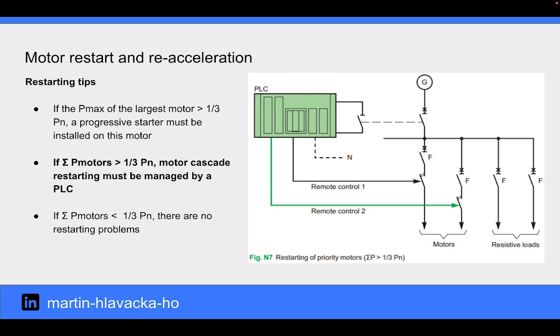Restarting tips. If the maximum power of the largest motor is greater than a third of the power of the thermal motor, a progressive starter must be installed on this motor. If the sum of the power of all motors is greater than a third of the power of the thermal motor, motor cascade restarting must be managed by a PLC. If the sum of the power of all motors is less than a third of the power of the thermal motor, there are no restarting problems.